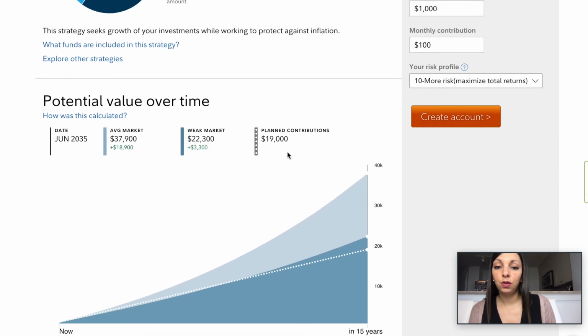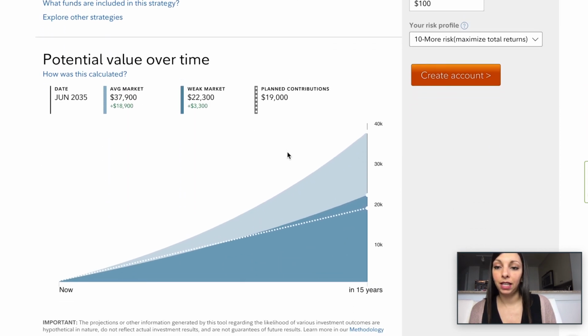Then if you scroll down, what I like about this is it shows this, okay, in 15 years, here's what my investment is going to look like. At the end of 15 years, I'll contribute $18,900, and in an average market, I will have $37,000. In a weak market, we would have $22,000 at the end of 15 years, most likely. But in an average, we'd have $37,000.